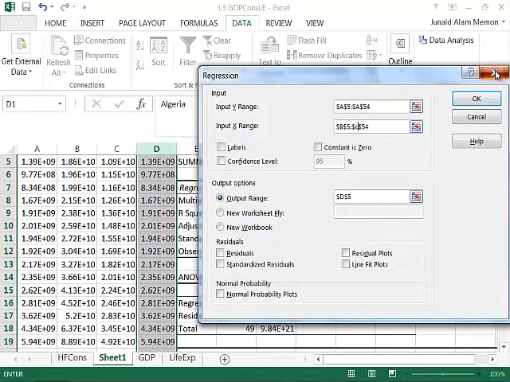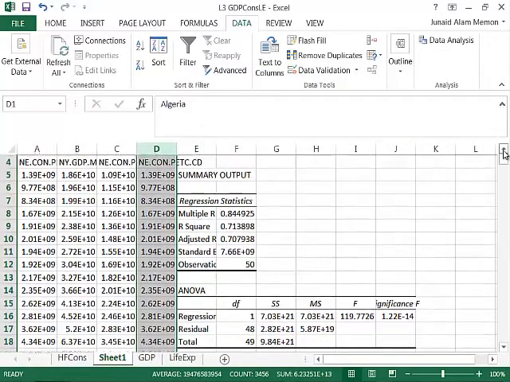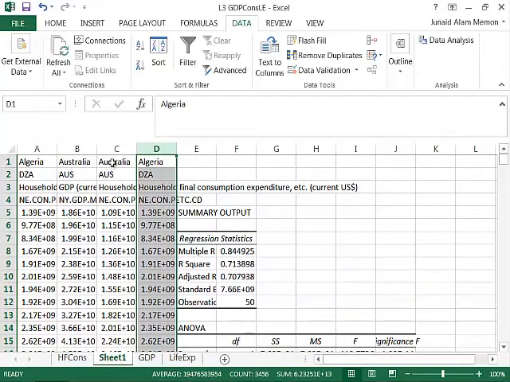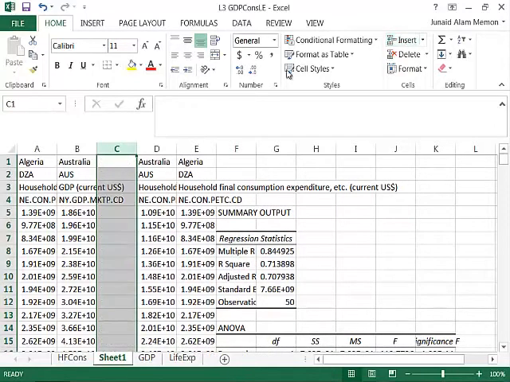Let me cancel this first. Actually, in Excel the regressors have to be right next to each other. It cannot handle that. So what I want to do is first run Algerian consumption on Australian GDP, and now I want to run it with the missing variable. So I want to put Australian GDP and Algerian GDP.